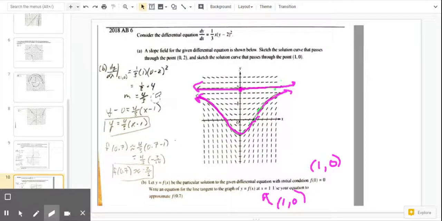But everything else is good. So that's it for 7.5.